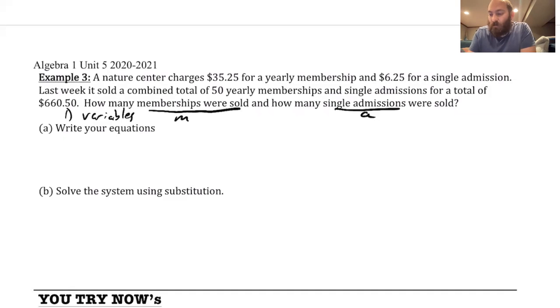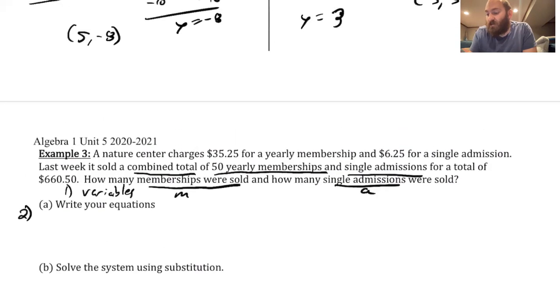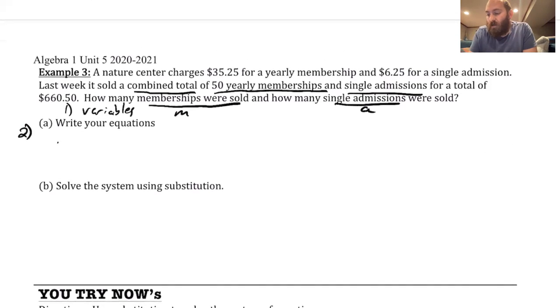Write your equation. That's my step 2 now. I'm going to model this scenario. Once I've picked the variables, M for number of memberships and A for single admissions, I'm going to look for two things I can model. Let's look at this again. Last week, it sold a combined total of 50 yearly memberships and single admissions. That should look like this: yearly memberships plus the single admissions will equal 50.